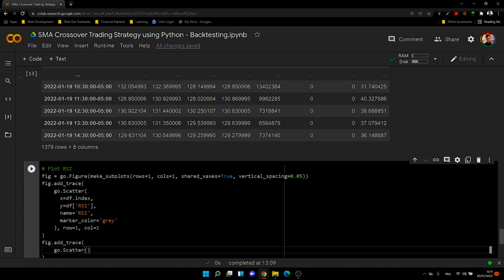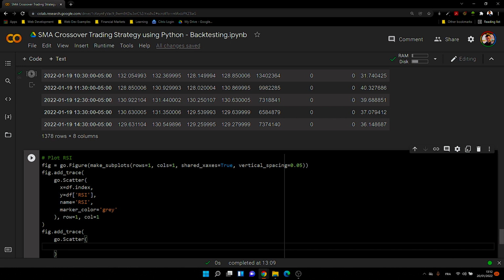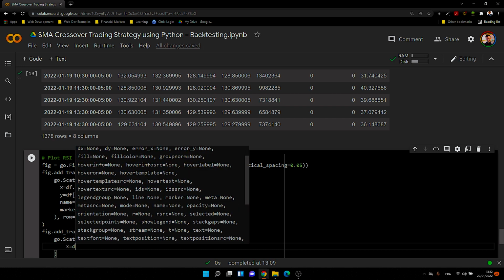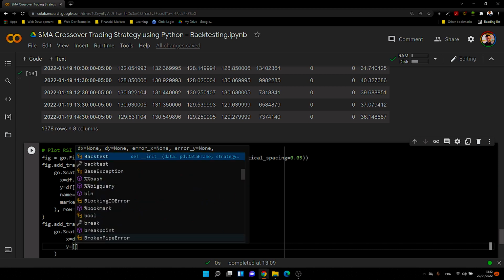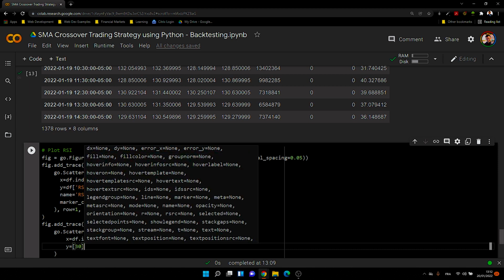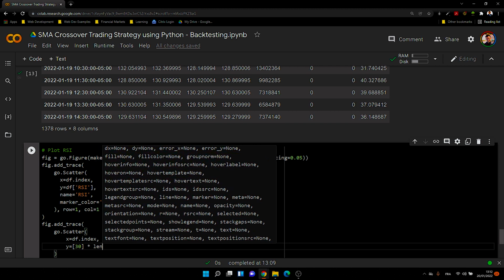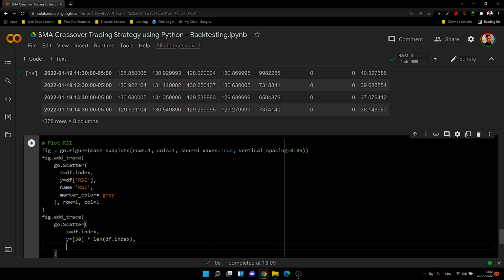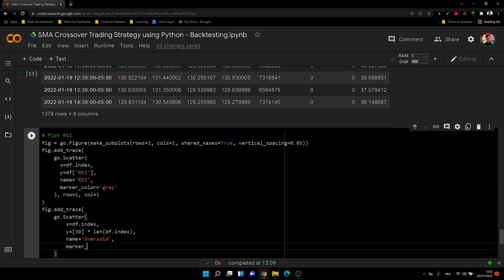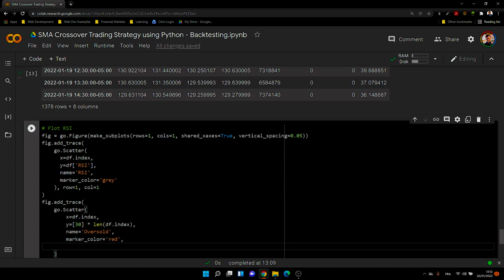And in here we'll pass in that our x values will be again our dataframe.index, and our y values will be, in this case, we'll pass in 30, and we'll multiply this by the length of our dataframe.index to replicate it, and we'll give this a name of oversold. This will be our oversold level if it drops below 30, and then we'll give this a marker color of red.